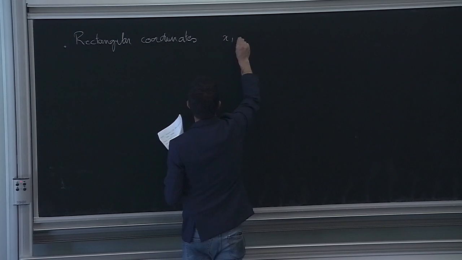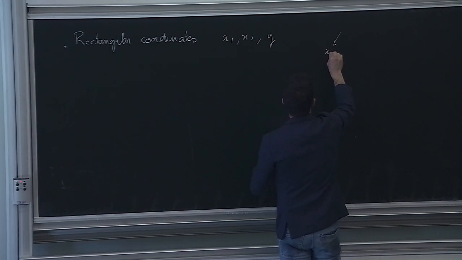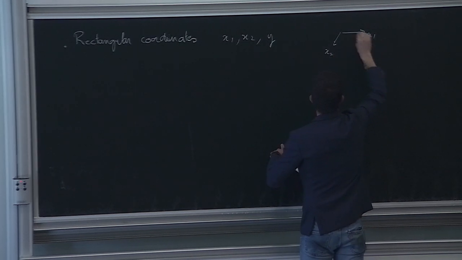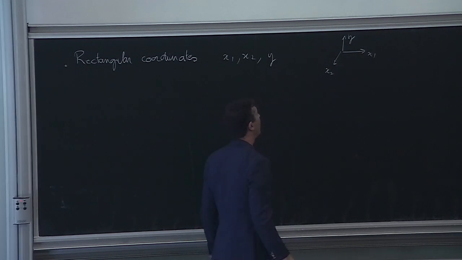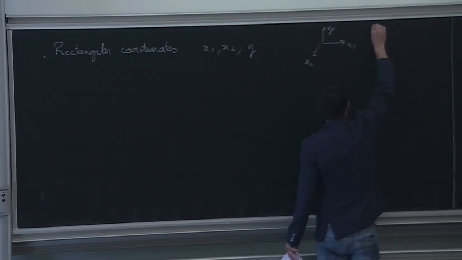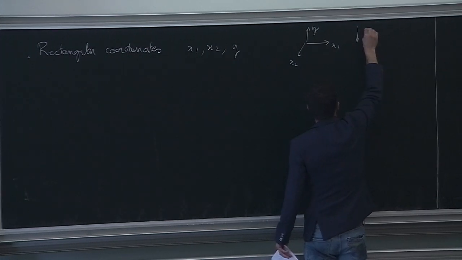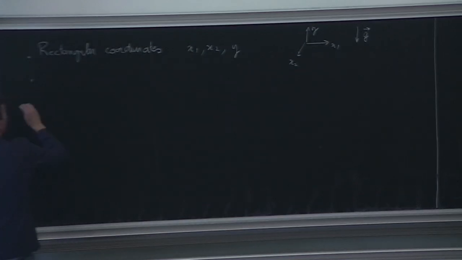They are x1, x2, and y. x1 and x2 are the horizontal coordinates, and y is the vertical coordinate. And we distinguish the vertical coordinate because we are taking into account gravity.